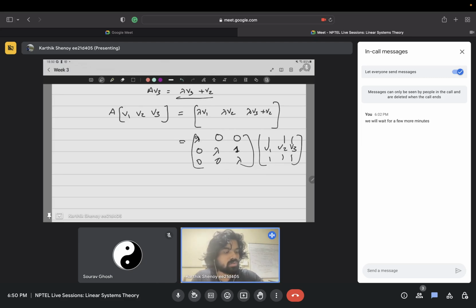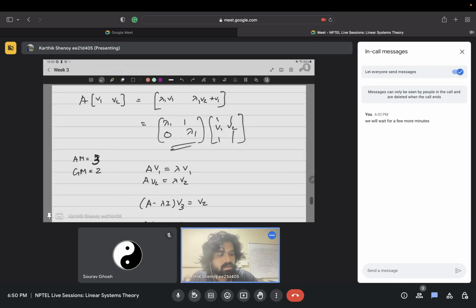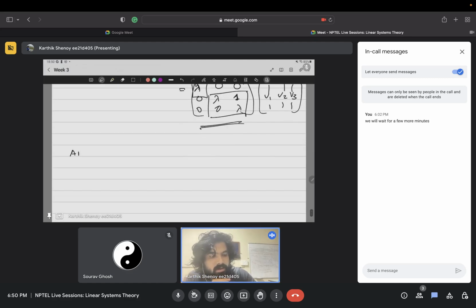Okay. So this is my matrix. Now if I want to choose the Jordan blocks, it is this one and this one. A Jordan block will have 1 on its topmost, so there is a 1 there. Now in the third case, it's pretty straightforward. Let's take an example where AM equal to 3, GM equal to 1.